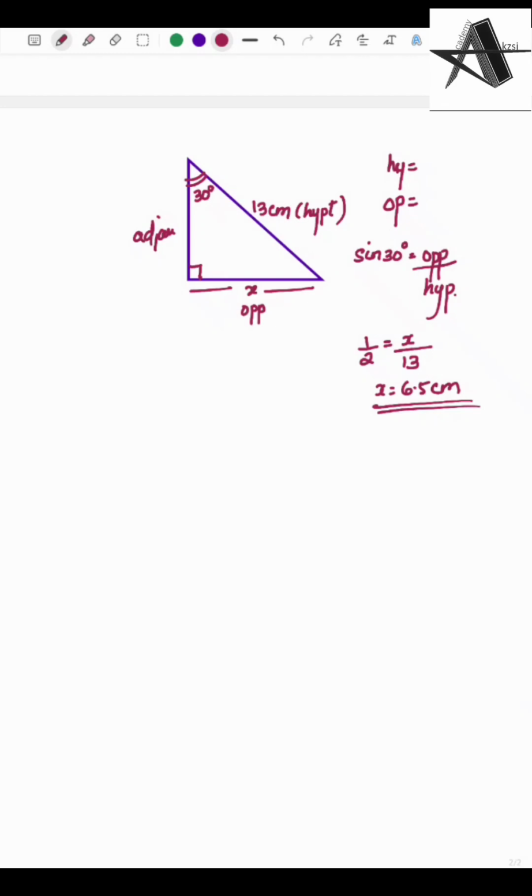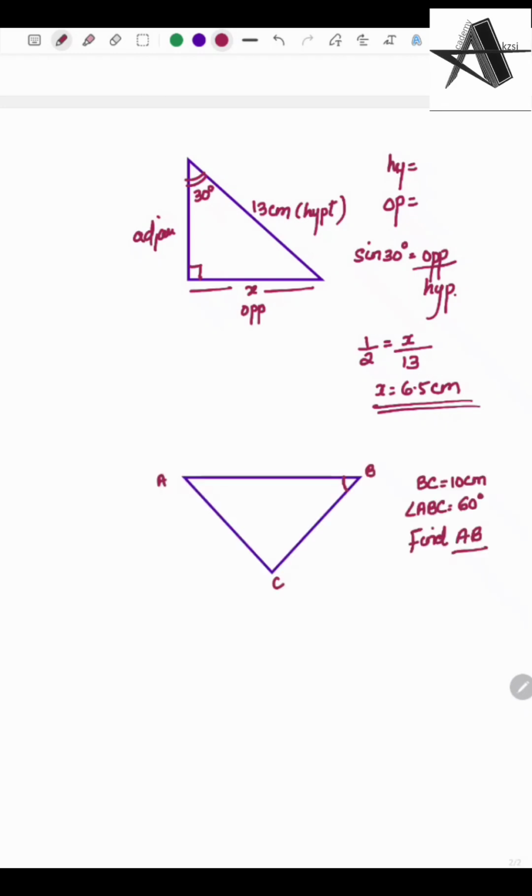So let me do some questions, then I'll show you how you can learn some particular values for sine, cos and tan. The next question is like this. In this triangle, length BC, that means this length, is given as 10 centimeters, and they are asking to calculate AB.